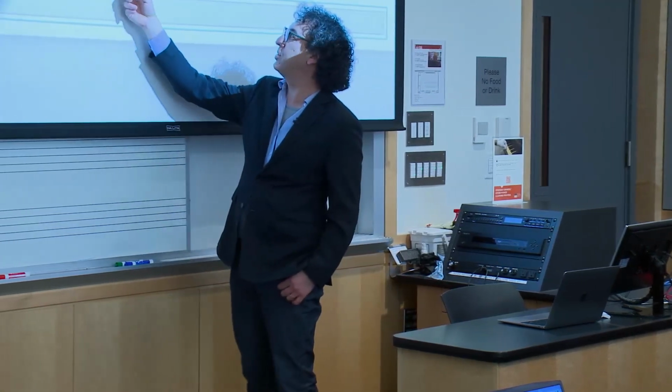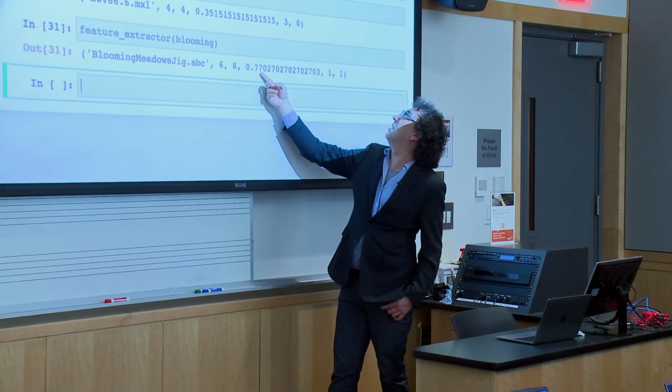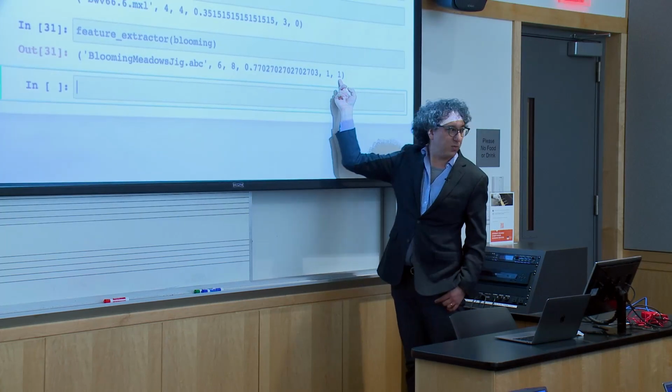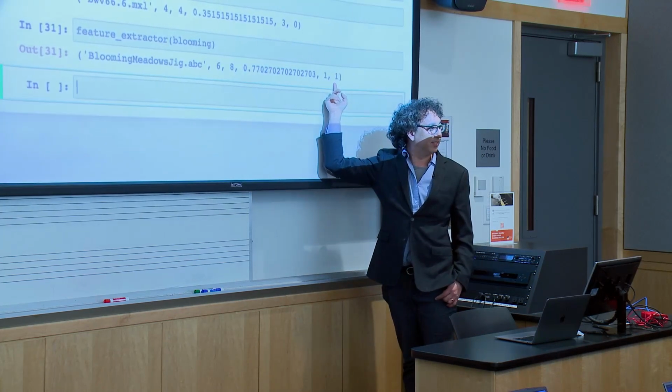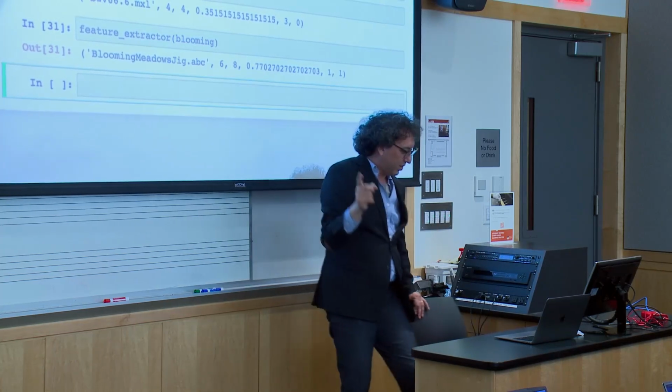Okay, so Blooming Meadows jig, it's in 6/8, 77% of its notes are eighth notes. It's in 1 sharp, and that last one indicates what again? Yep, so the 1 indicates jig, right? Great.